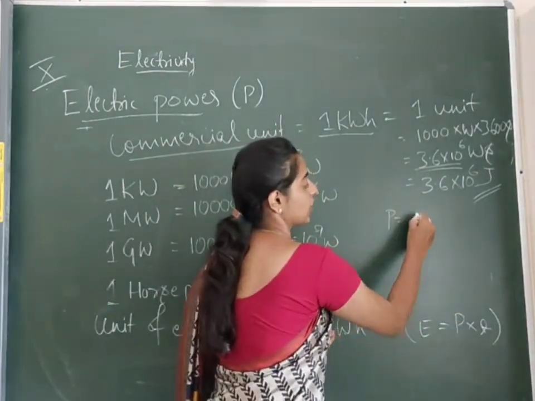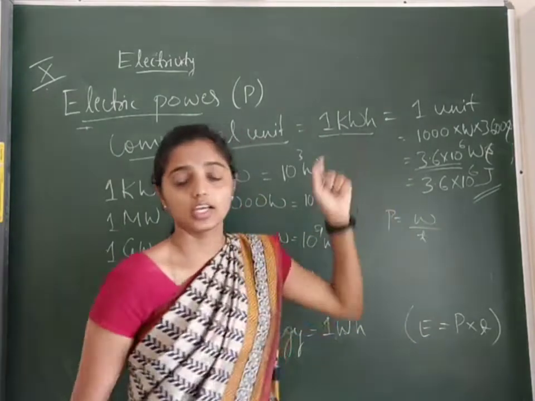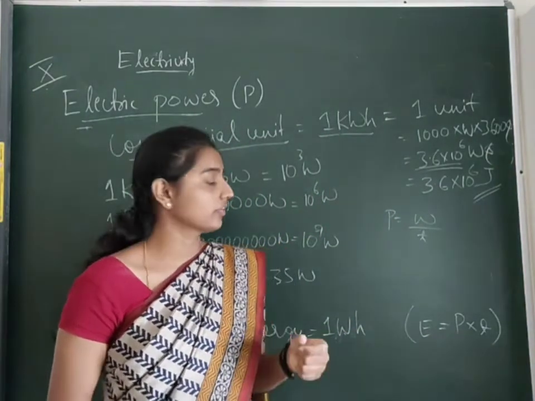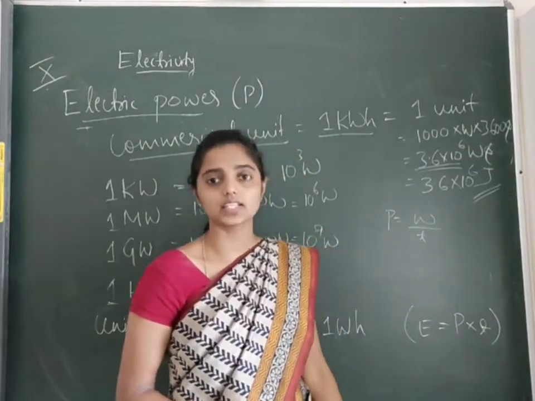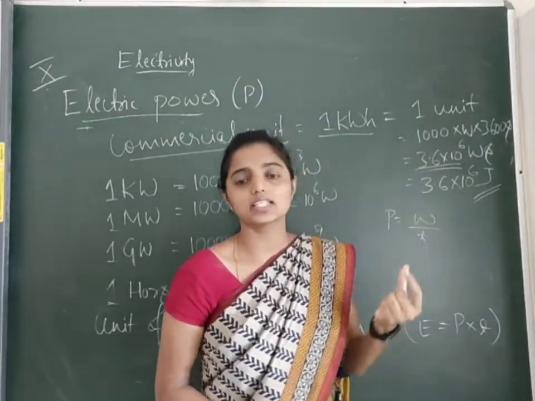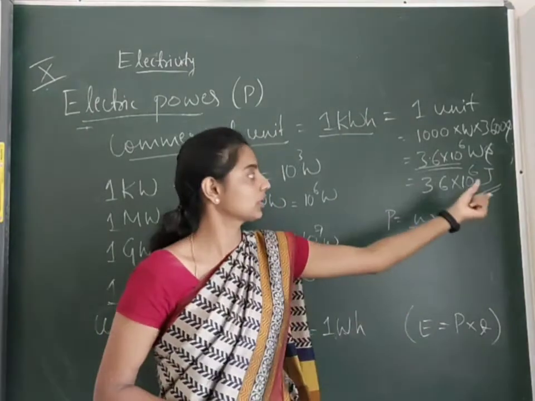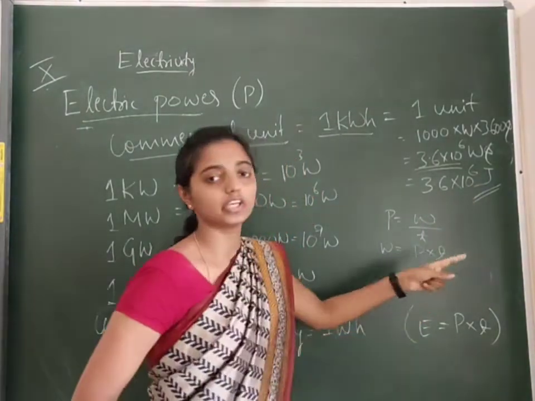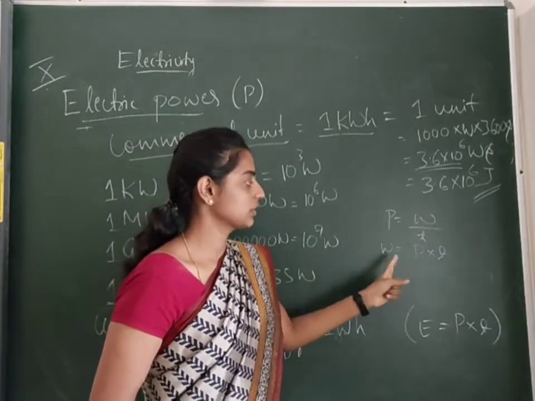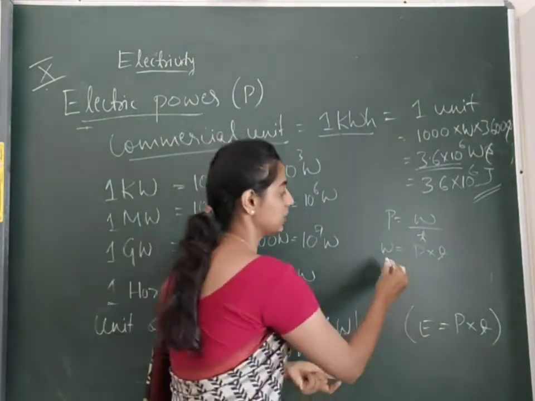Now how did we get joule? P is equal to W by T, right? That is the formula for power. Here we got watt, and here seconds, the SI unit. Now watt into second is nothing but joule. How do we confirm that? If I take W outside, we get P into T, that is power into time. So what is the SI unit of work done? That is work, it is nothing but joule.